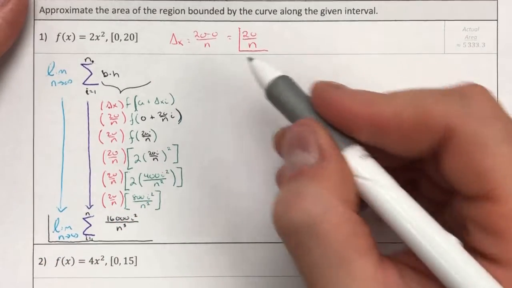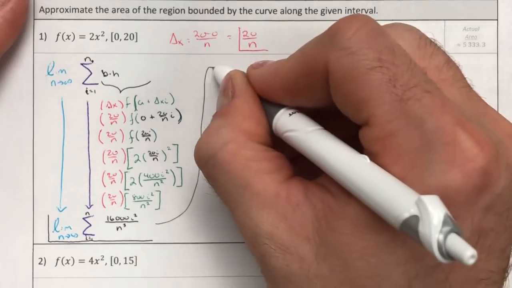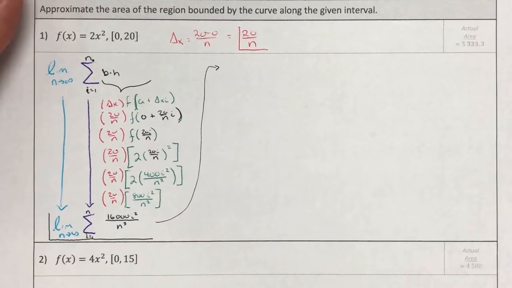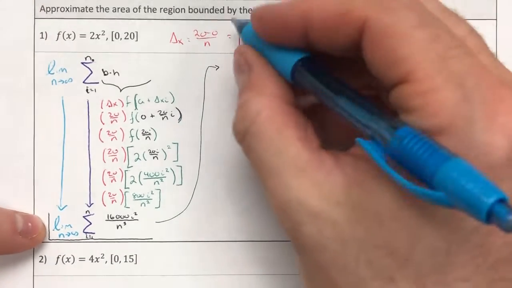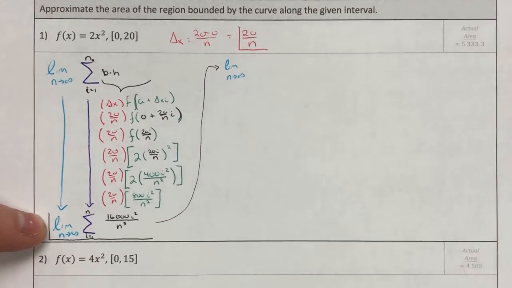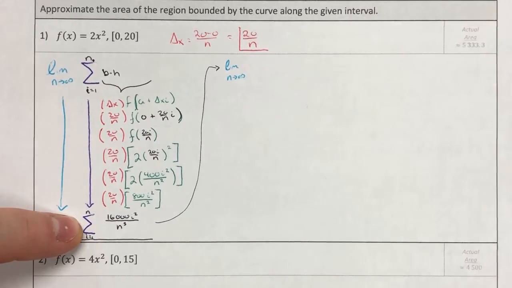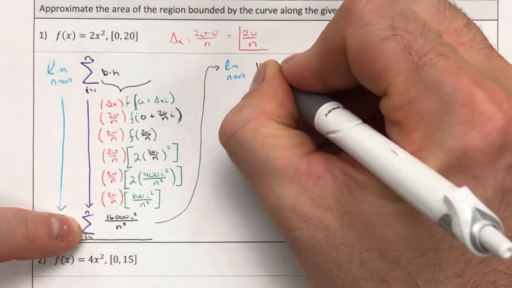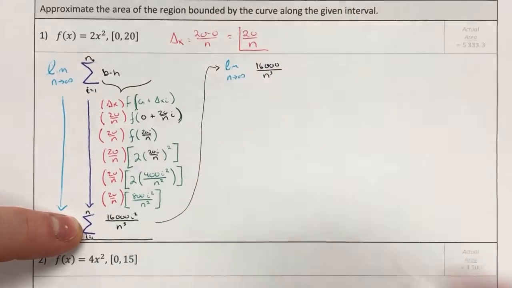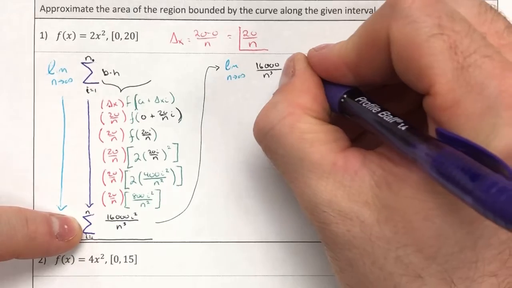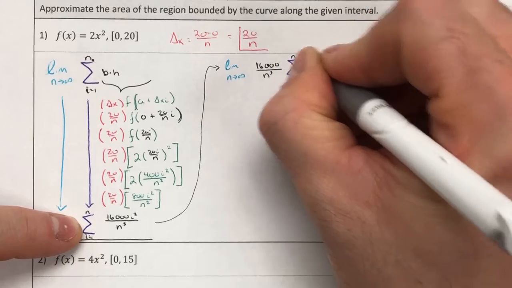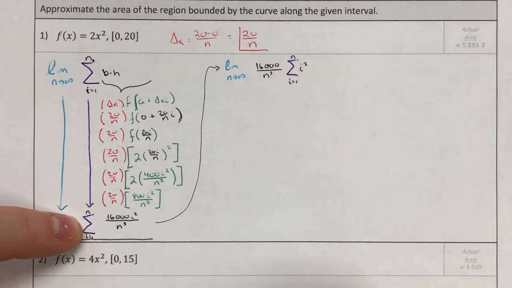For our next step, we're going to come up here and I'm going to continue this on. But I'm going to separate this into the summation aspects. So I still have the limit. I have not addressed the limit yet. So the limit as n approaches infinity of this. And now I will pull the constants out. So I have 16,000 over n cubed of the summation from i equals 1 to n of i squared.